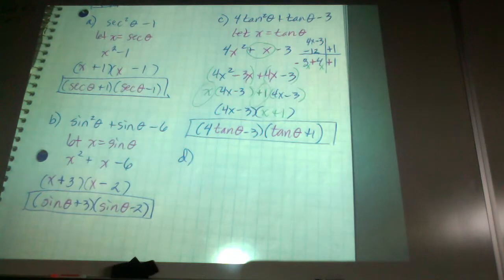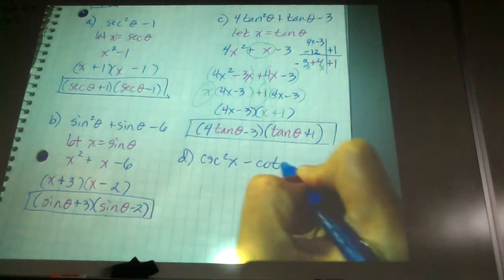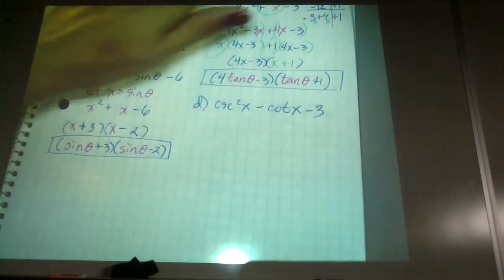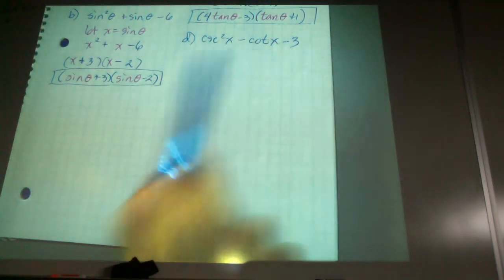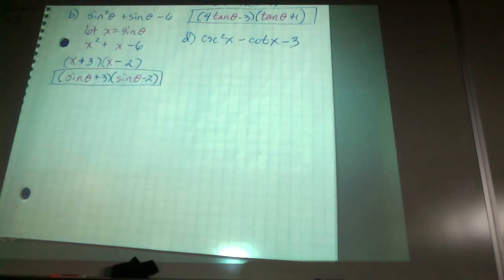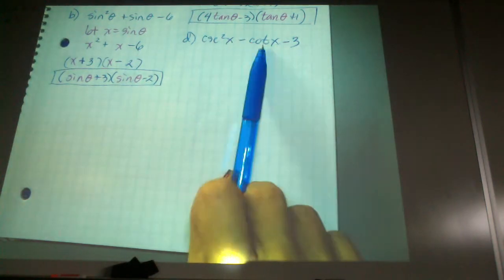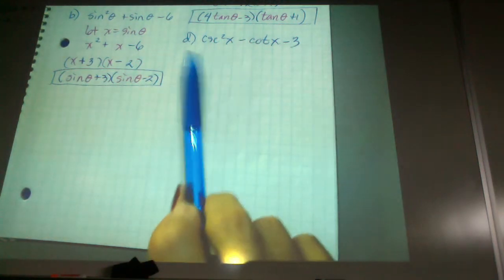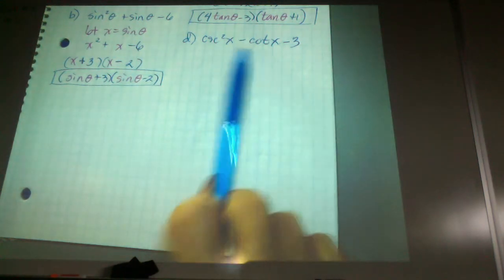So the last one is cosecant squared of x minus cotangent of x, minus 3. Why is that an issue? For the first time, these are not the same trig function. So we have to do something to make them the same trig function. We either have to substitute something in for cosecant of x or for cotangent. When you're looking to what to substitute, look, are there any substitutions for cosecant that involve cotangent? Or are there any substitutions for cotangent that involve cosecant?